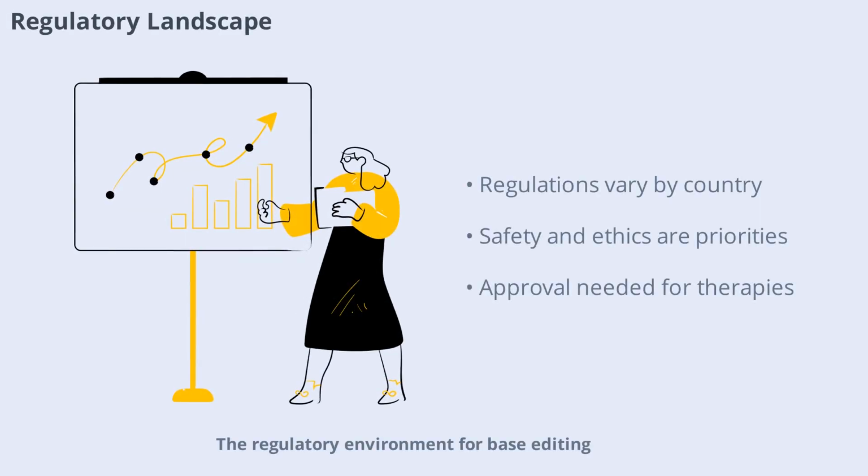The regulatory environment for base editing is evolving as the technology advances. Different countries have varying rules regarding the use of gene editing in research, medicine, and agriculture. Regulatory agencies are tasked with evaluating the safety, efficacy, and ethical implications of base editing, ensuring that new therapies and products meet rigorous standards before reaching the public.